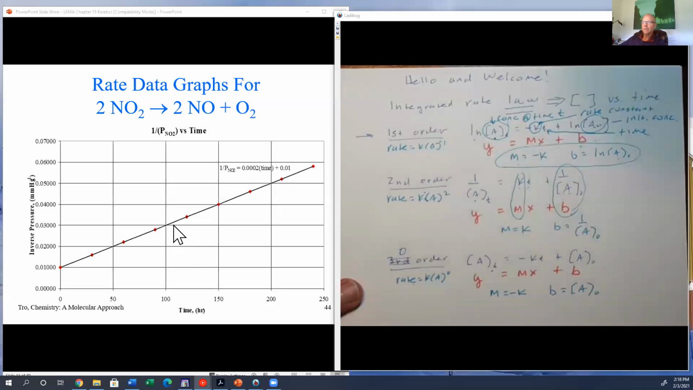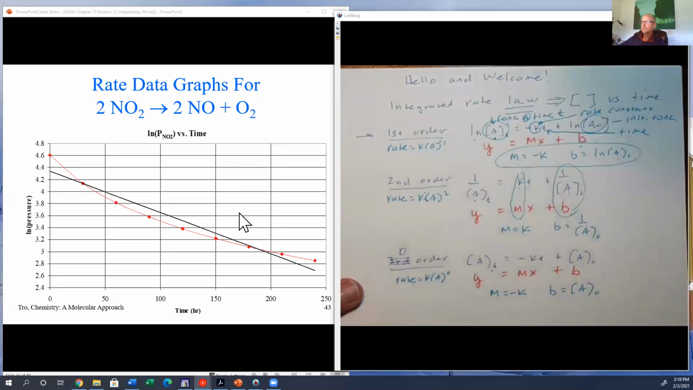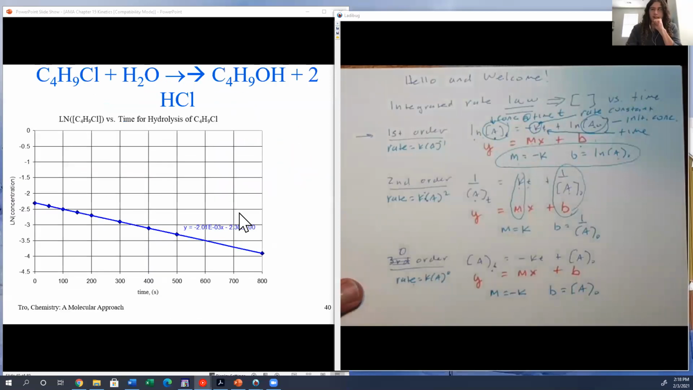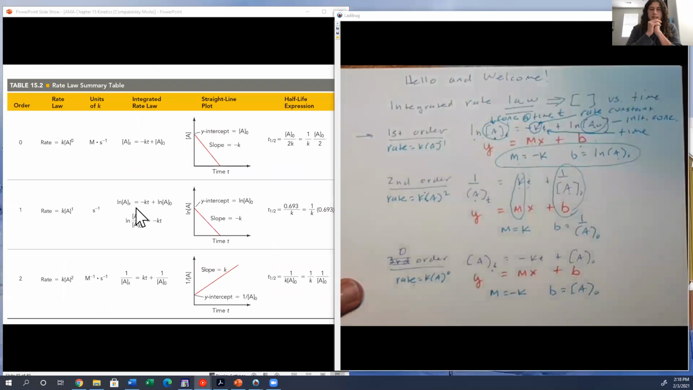So what does that tell me about the reaction? Second order. And for a second order reaction, this slope right here, which is 0.0002, is equal to what? Your K value. Notice that for a second order reaction, slope is equal to K, right?